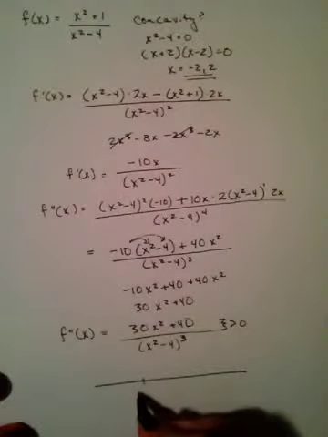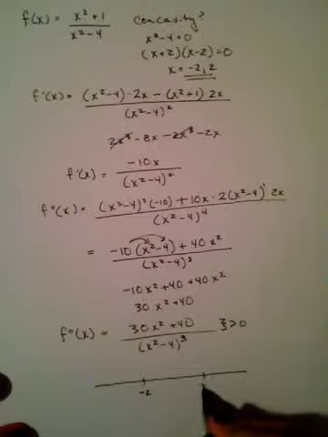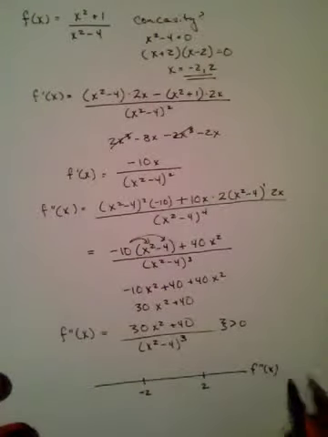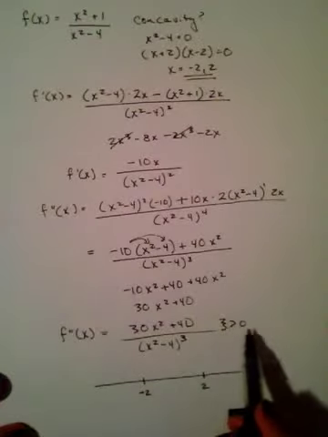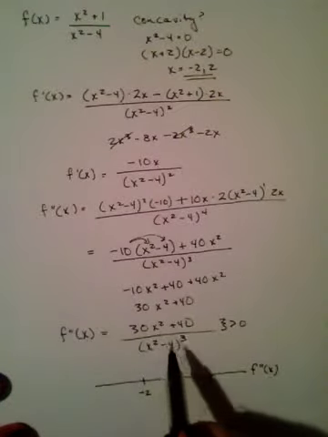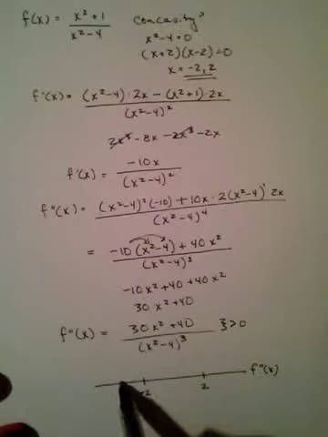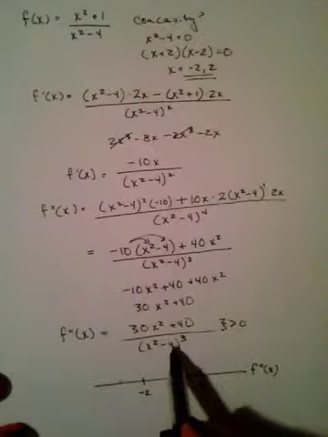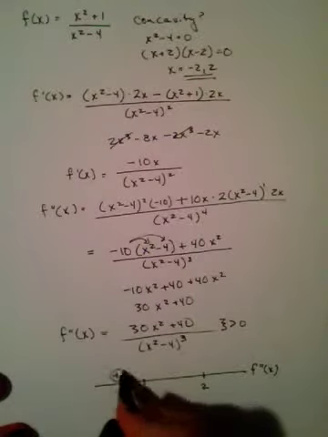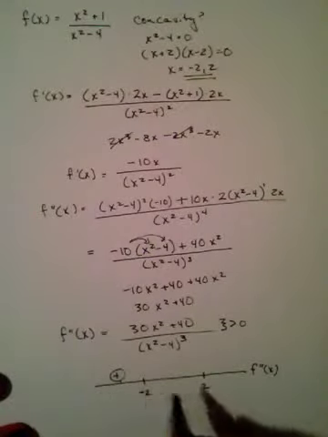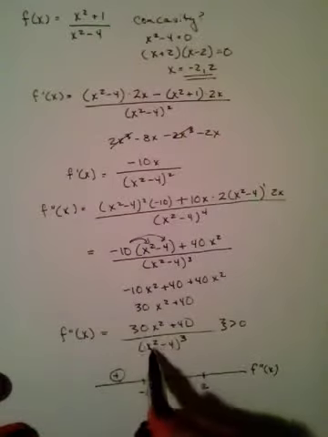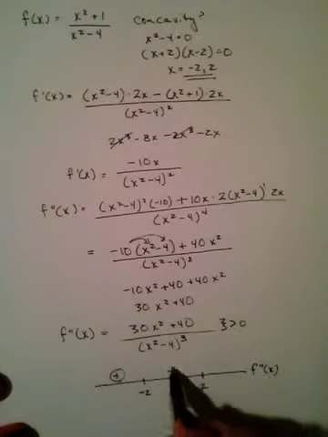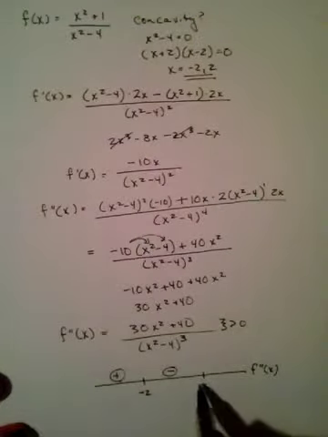So the values I need to consider are negative 2 and 2 because I have some asymptotes there. And I'm checking the sign of my second derivative. So I know my numerator is always going to be greater than 0, so I'm really just checking my denominator. If I pick like a negative 10 and square it, I'm going to get 100 minus 4 is positive. A positive cubed is a positive, and my function is concave up in this interval. If I take 0, 0 squared is 0, minus 4 is negative, and negative cubed is negative. My function will be concave down in this interval.